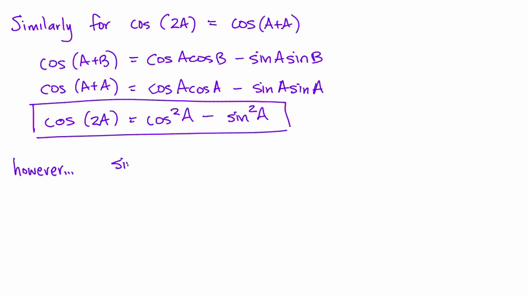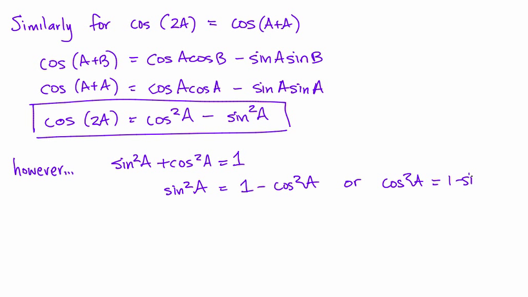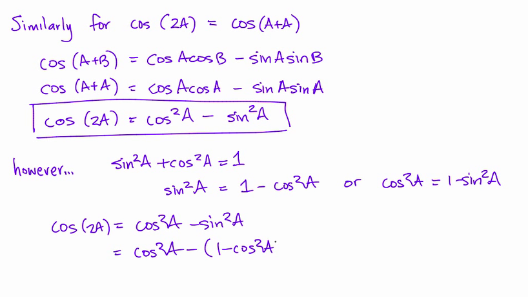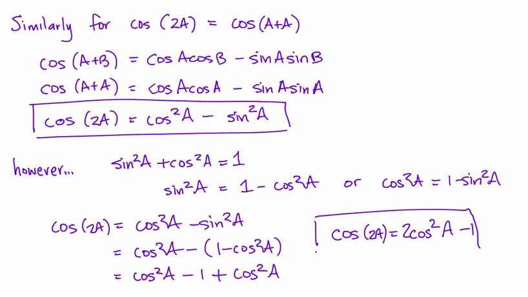If I remember back to my Pythagorean identity, that sine squared A plus cos squared A is equal to 1, I can rearrange this. So I can solve for sine squared A and get 1 minus cos squared A, or I can solve for cos squared A and get 1 minus sine squared A. And depending on which way I rearrange it, I can take my cos double angle identity and substitute in for one of these two formulas. So if I substitute in sine squared A as 1 minus cos squared A, that becomes cos squared A minus 1 plus cos squared A, and I get a new double angle identity. Cos squared A plus another cos squared A is 2 cos squared A minus 1. So there is an alternate way of writing the cos double angle identity that's just in terms of cosine.